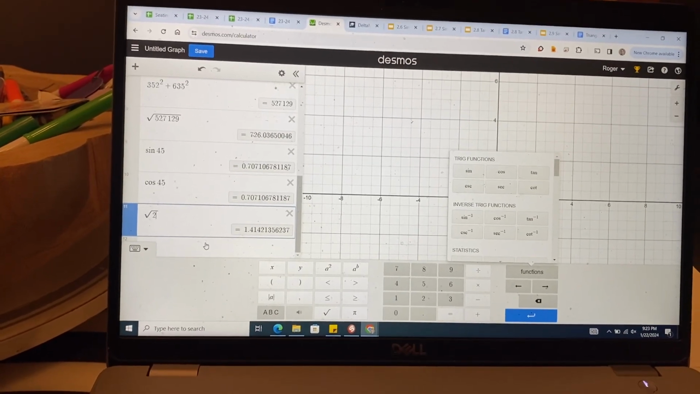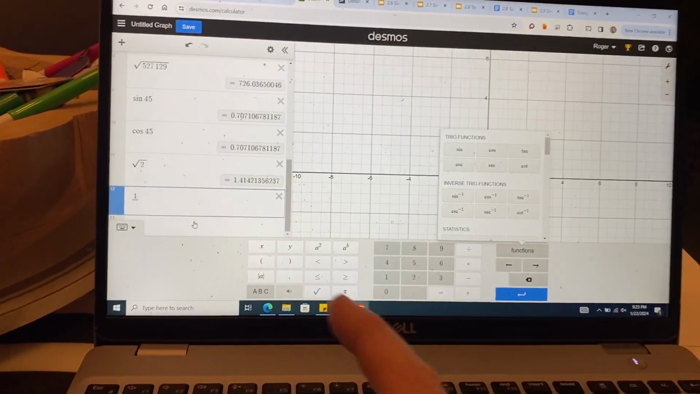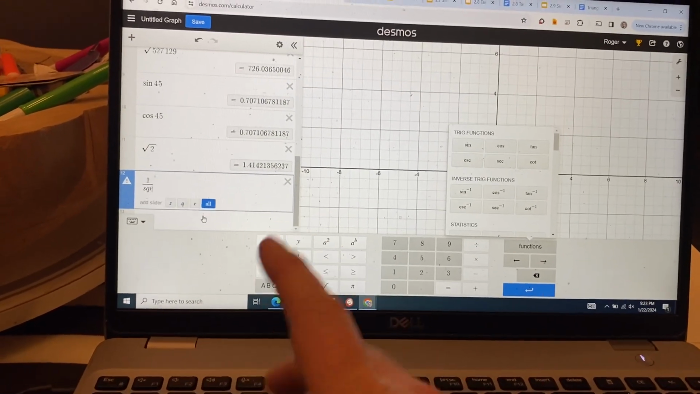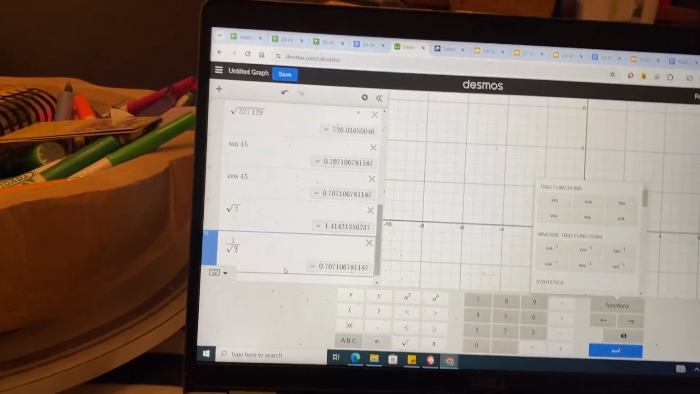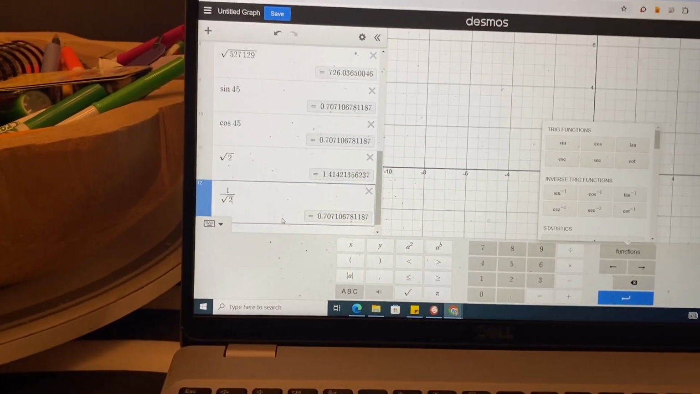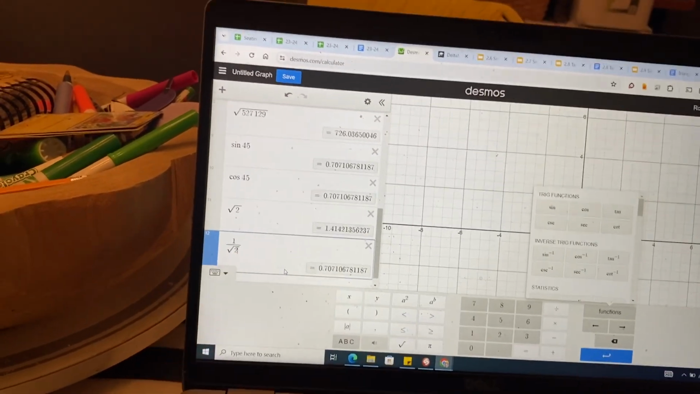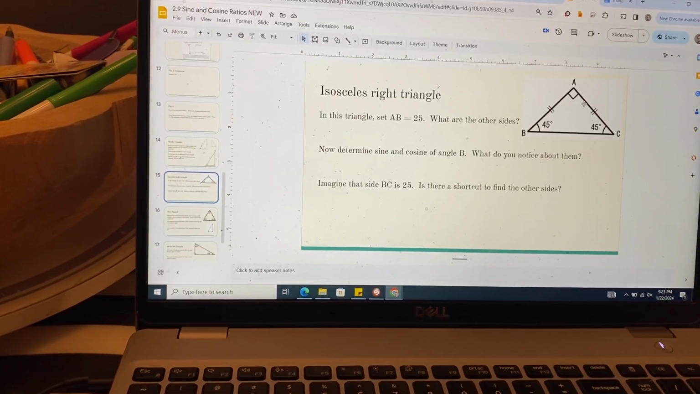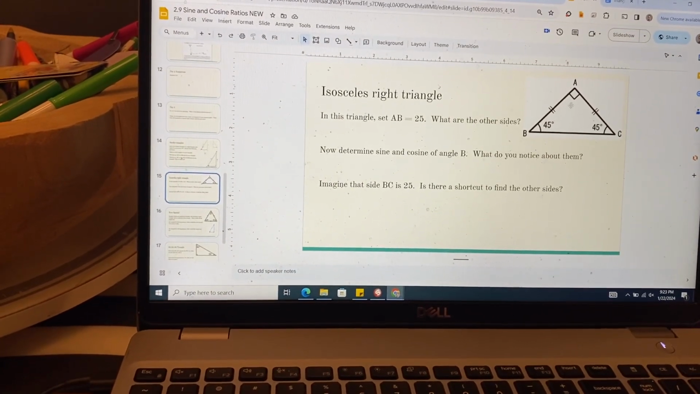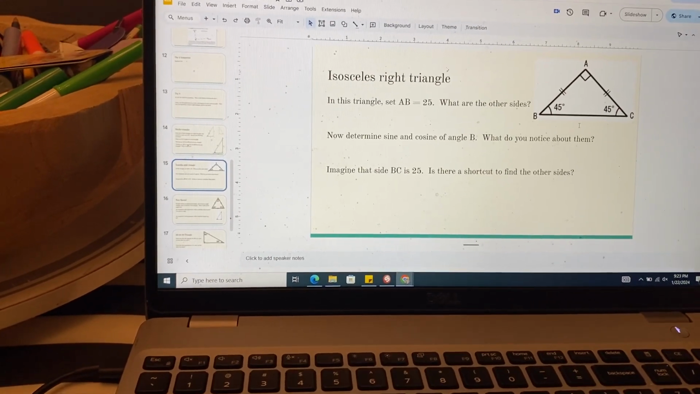And if we were to take 1, which is our side, and divide it by the square root of 2, we get 0.707106... So the comparison of our side to the hypotenuse is 1 to the square root of 2. So we have a special right triangle here. If it's 45, 45, 90, whatever the side is, you can multiply it by the square root of 2.